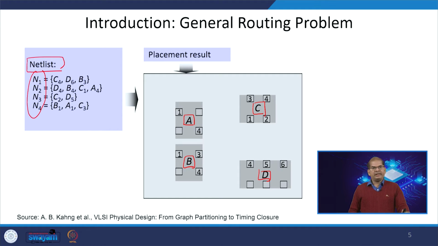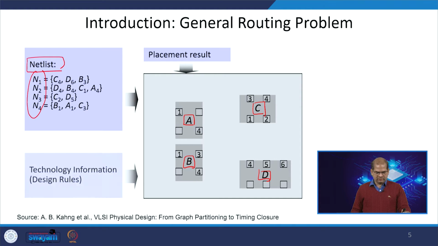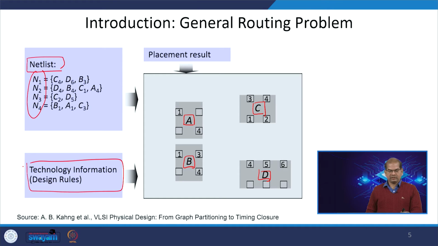Then we need additional information which comes from the process, that is related to technology. So, we need technology information, or the DRC rules of the metals, only the metals. So, we need the DRC rules of metal layers. All the metal layers, not only one metal layer.